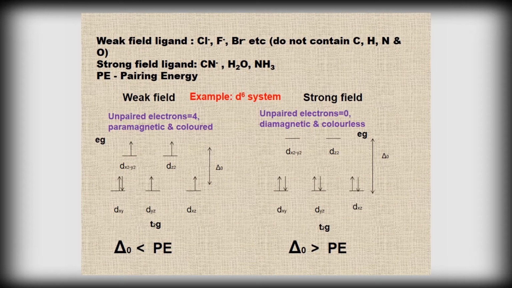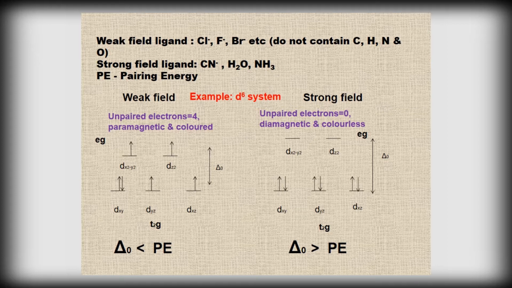In specific, you should know how the electrons are filled in the system. For example, a d6 system. Weak field ligands are Cl minus, F minus, Br minus, which do not contain carbon, hydrogen, nitrogen and oxygen. And strong field ligands are the compounds containing carbon, hydrogen and nitrogen.